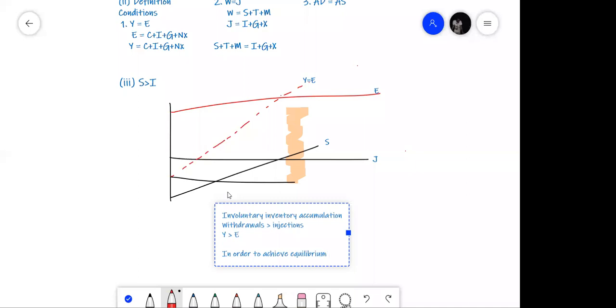Guys, these I all taught you before. That is why I'm going over it at the top level, not in detail. So in order to achieve equilibrium, what should happen, guys? The output should increase or decrease. This is your output. What should happen? Should the output increase or should the output decrease?